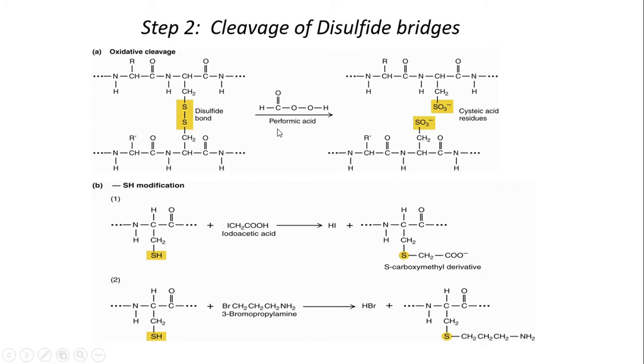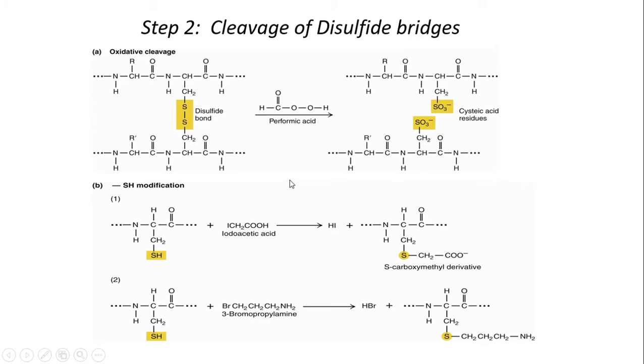In the oxidation, the oxidizer is performic acid, and basically we are going to add oxygen across that single bond and break it. So we get this SO3 minus group on the sulfur. This prevents the reformation of that disulfide bond. So it's a one-step done.